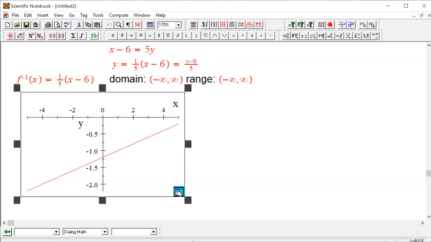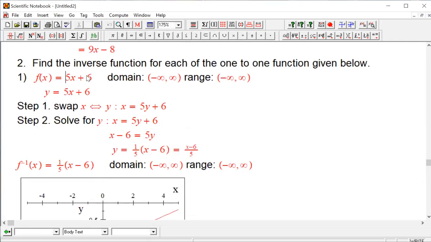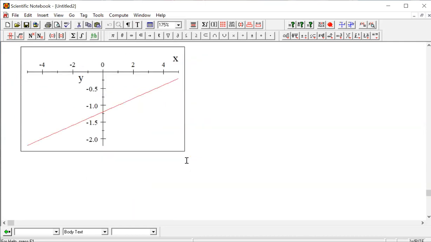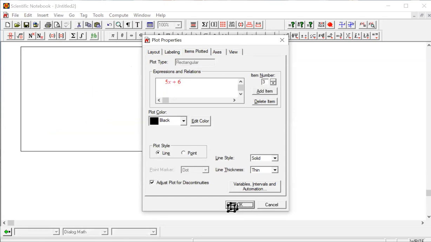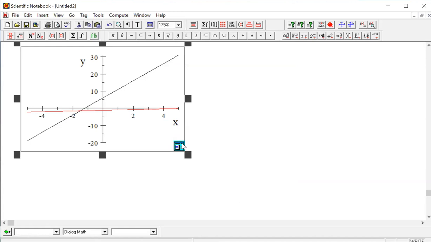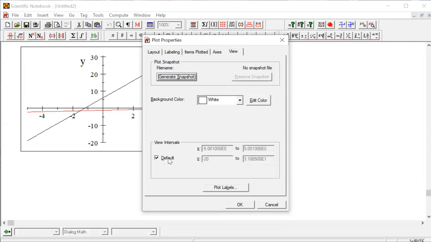I'm going to make an adjustment in a minute. And the second, the original function, is 5x plus 6. I'm going to plot the other function there. We certainly need to make some adjustment, because the scales are kind of off. This is 2, this is 10. So let's make the scale proper.